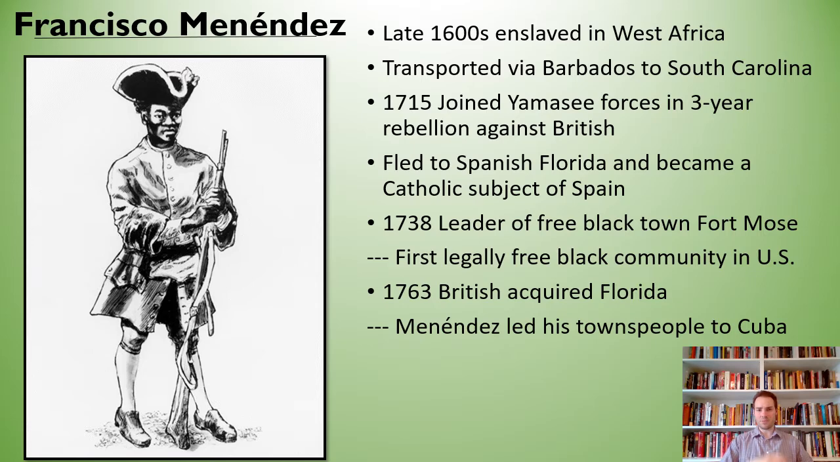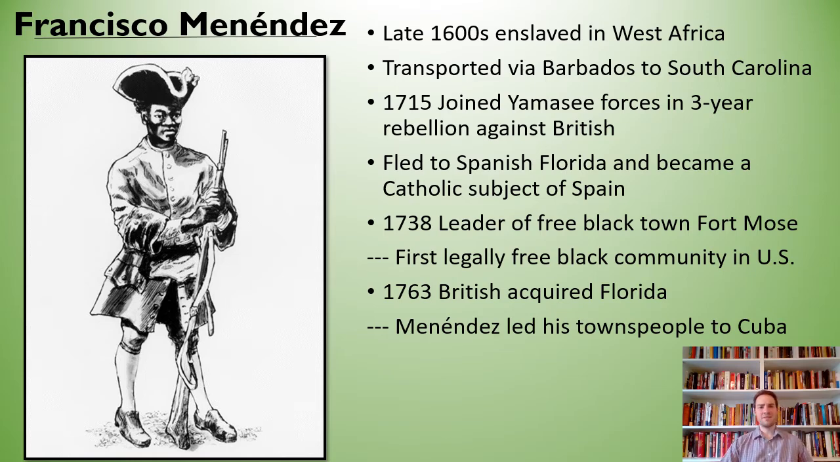Well, here's one, for example. Francisco Menendez. You'll notice he has a Spanish name. That's a drawing of him. There's no pictures, because there's not pictures for quite a while. So in the late 1600s, at some point, he was enslaved in West Africa. The timelines for this stuff is always a little bit tricky because no one was keeping great records. He didn't know when he was born, things like that. He was transported across the Atlantic to Barbados and then to South Carolina.